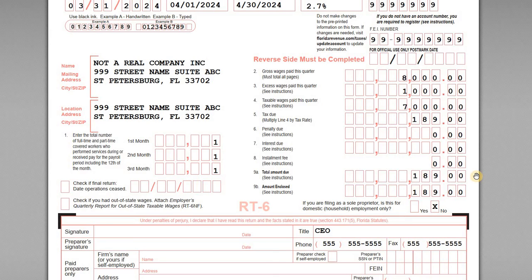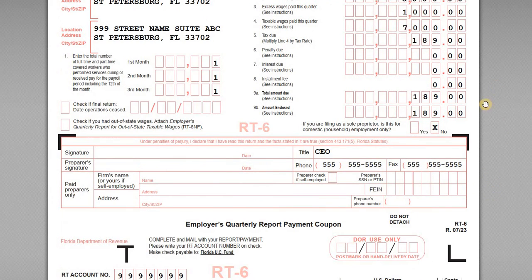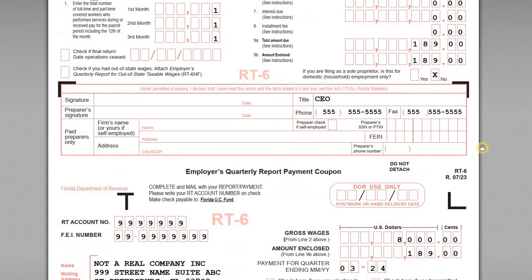So if you don't have the money or you just want to spread out the payments, you can pay those amounts in installments, but that would require a fee to sign up. So not for us. We're just going to pay the $189 with one filing and in one payment. So we've got the total amount due, $189. The amount that we're going to be enclosing with the return is also $189.